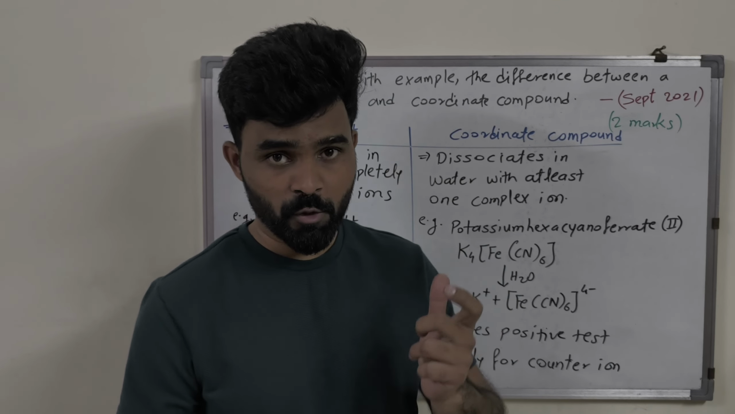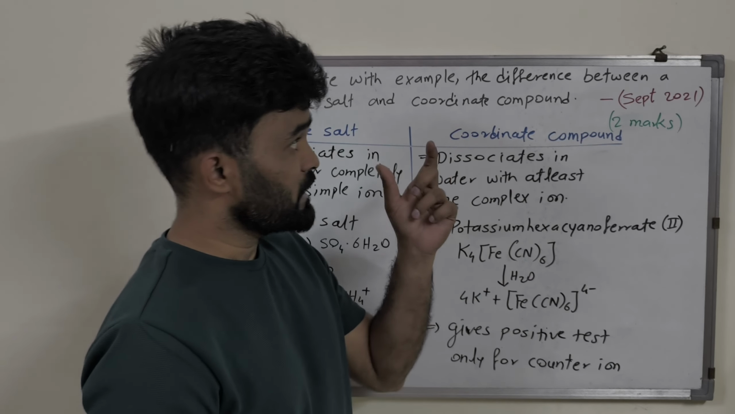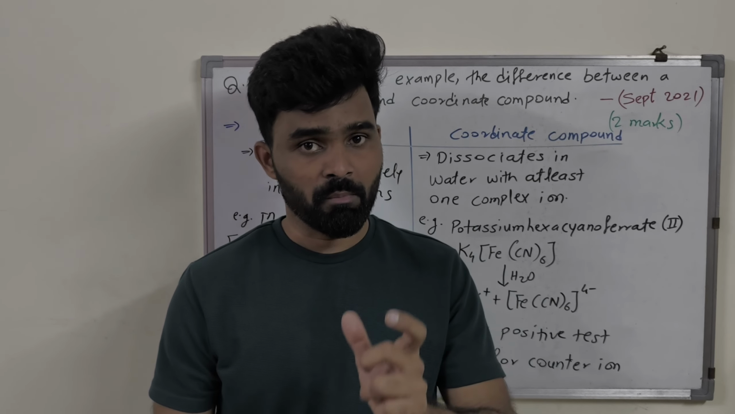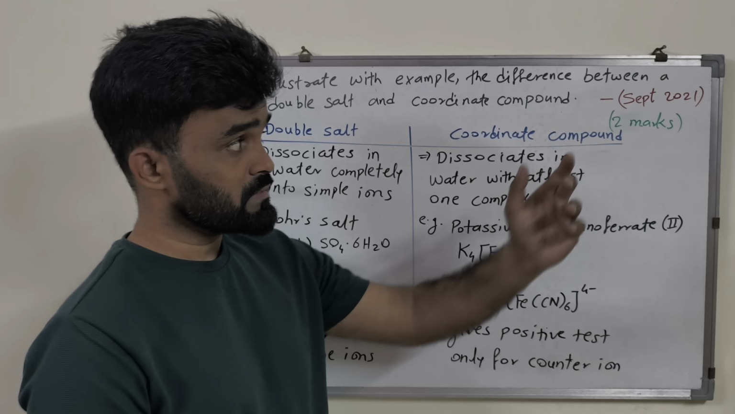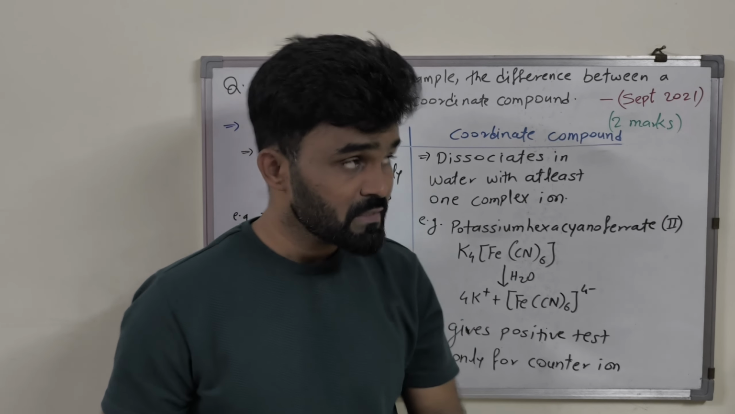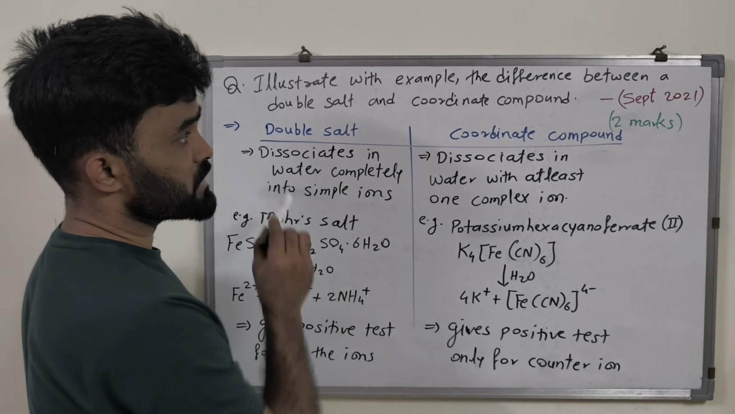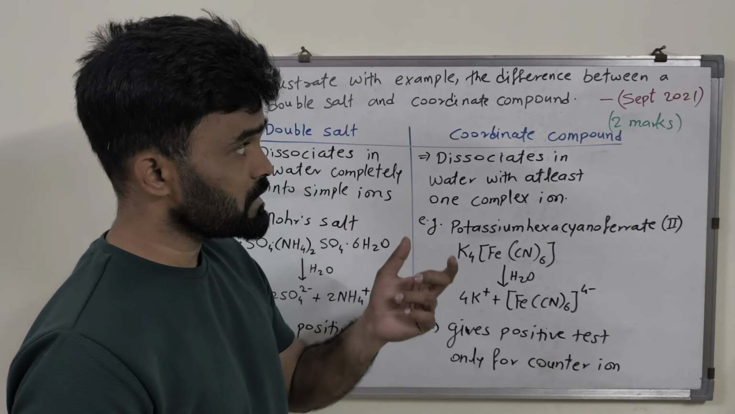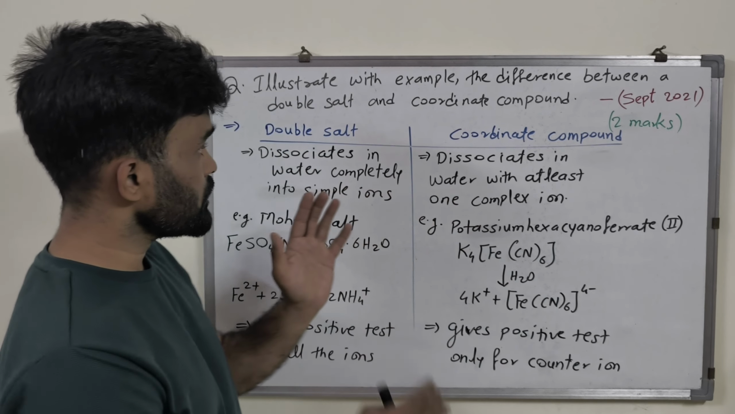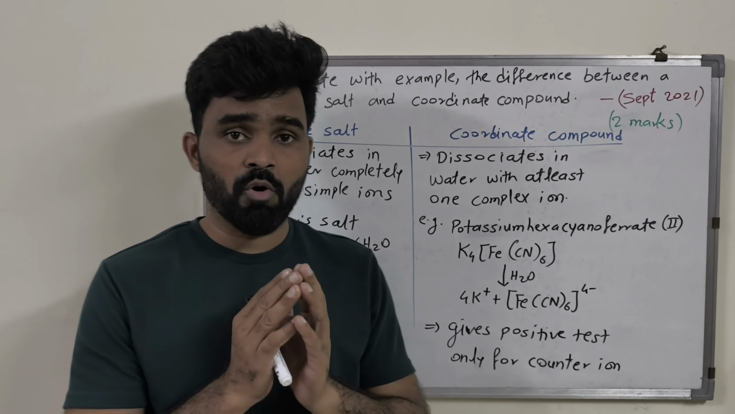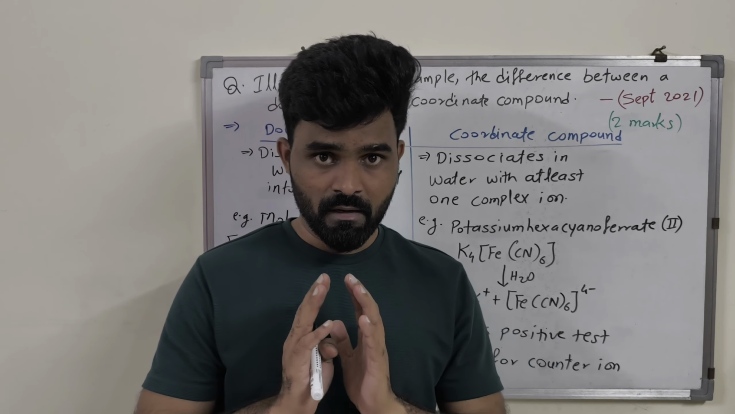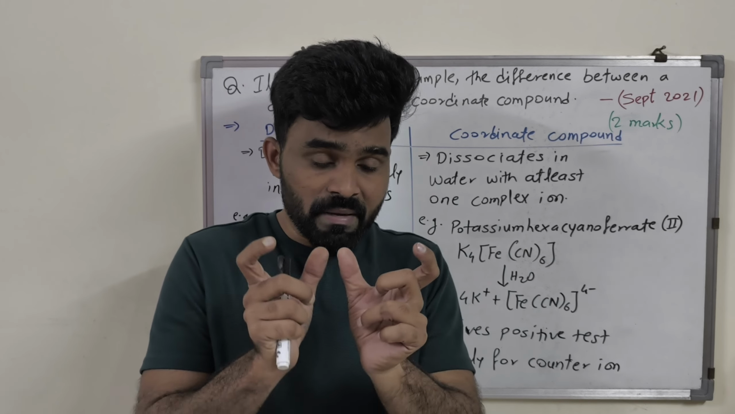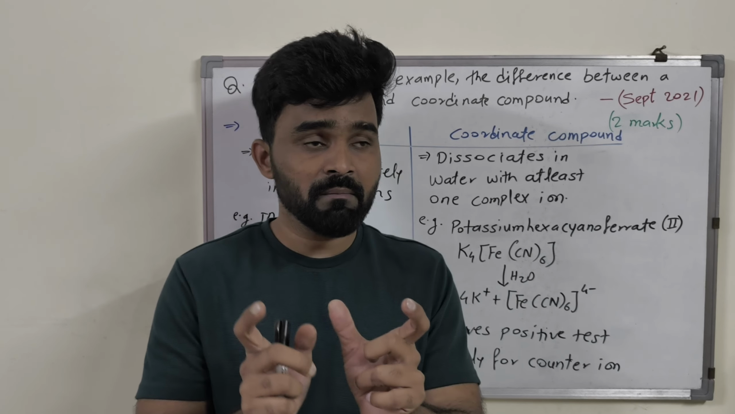And an important exam question, that is double salt and coordination complex, or coordinate compound. Okay, this question was asked in September 2021. The question is: illustrate with an example the difference between a double salt and a coordinate compound. Sometimes they can say coordination complex. Now what is the major difference between them?